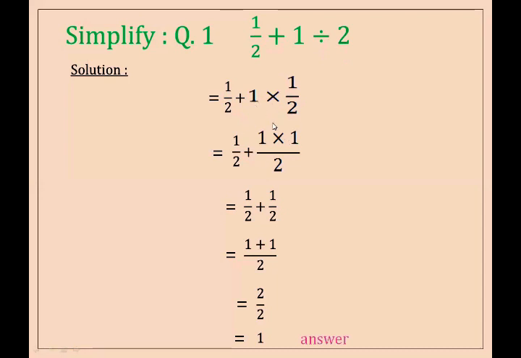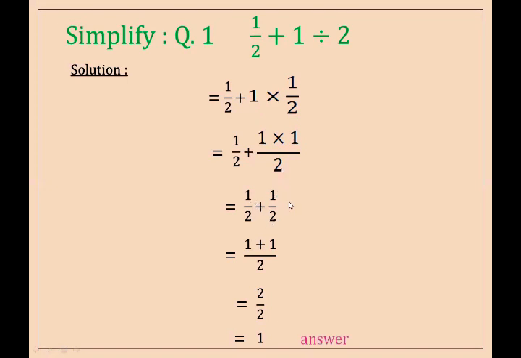Now students, in our previous questions we already know how to multiply fractions with a whole number. Here we have to multiply the whole number with the numerator, which is 1 multiplied by 1, and the denominator is the same, which is 2 here. Now students, here we solve this first: 1 multiplied by 1 is 1, and divided by 2 as it is.